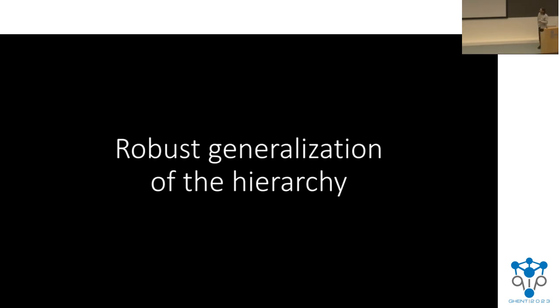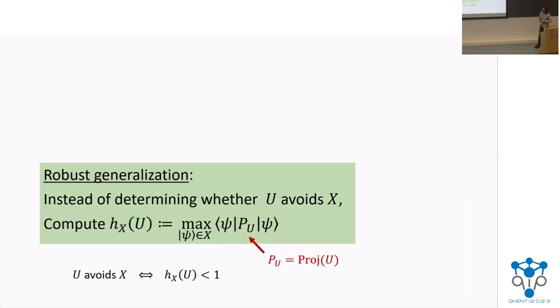Okay, I'm going to move now to a robust version of the hierarchy. So instead of just trying to answer this decision problem, determining whether U avoids X or intersects X, we're going to try to compute the maximum overlap between an element of X and an element of U. This is more succinctly represented as the maximum overlap between an element of X and the projection onto U. It's completely equivalent. And I'll denote this by Hx of U for historical reasons.